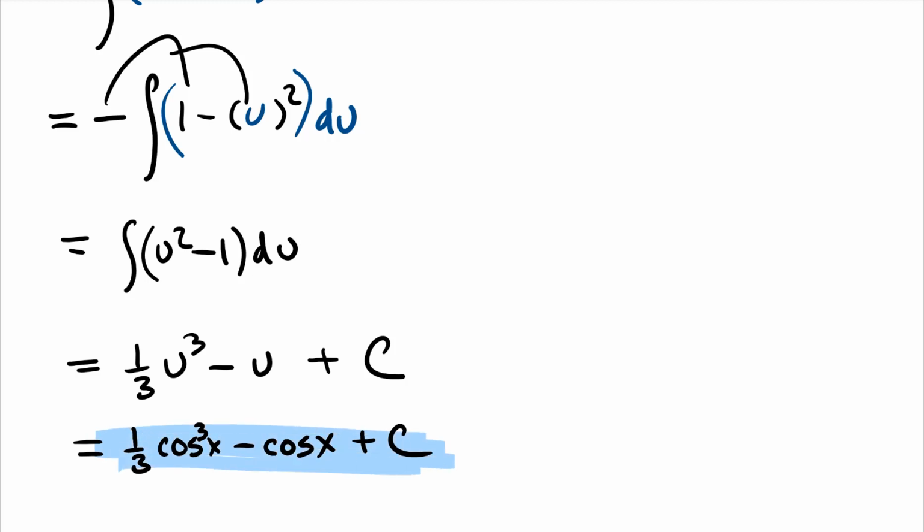There you go. That's how we're going to deal with odd powers of sine or cosine. We break one of them off, and then we use the Pythagorean theorem for trig to sub. That's the game.